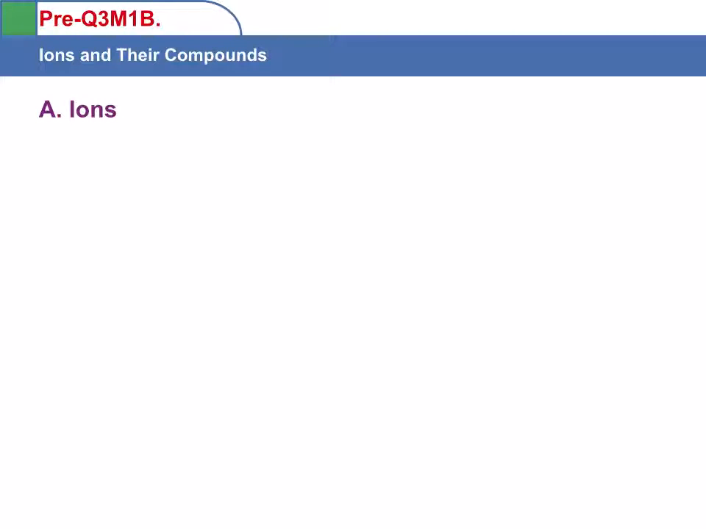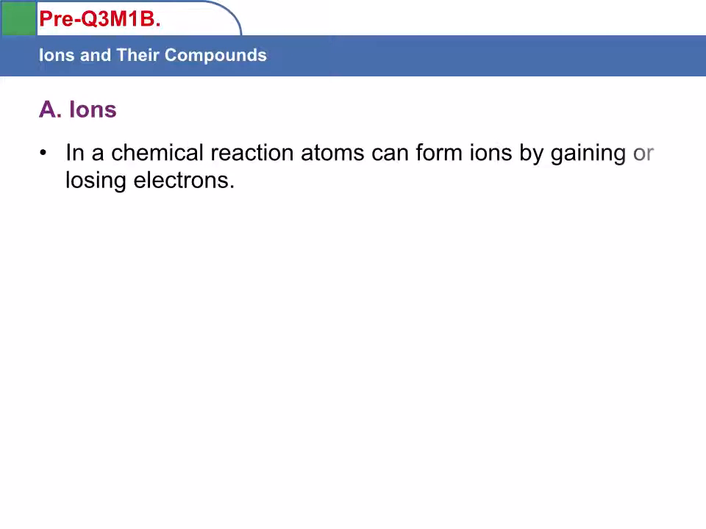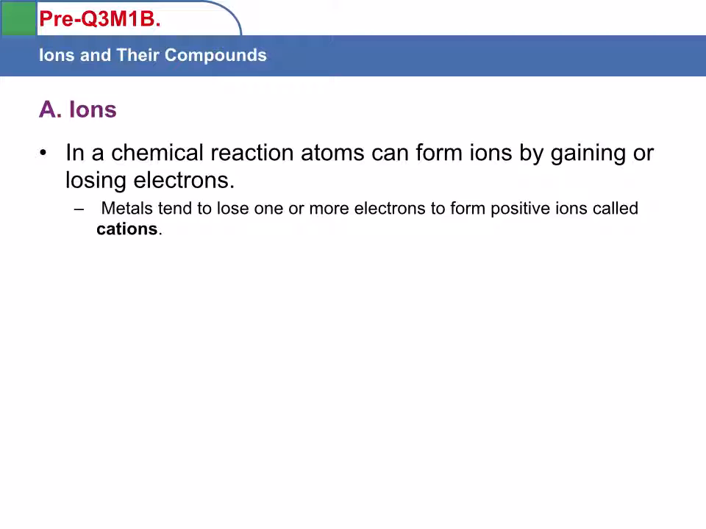So in general, what's an ion? You haven't heard that before. In a chemical reaction, atoms can form ions by gaining or losing electrons. Only electrons, never protons. Protons are always the same. Proton is your DNA. So metals tend to lose one or more electrons to form positive ions called cations. I like to think of these as happy cats. I'll draw you a cartoon when you get back to school.